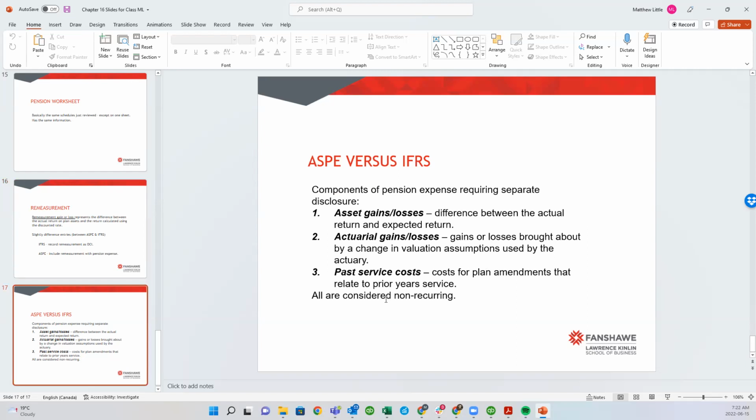And some other components of pension expense require separate disclosure: any asset gains or losses, so any difference between the actual return and expected return, which we just talked about. Any actuarial gains or losses, past service costs. Any of these components that you may incur, you'd be required to disclose in the notes to your audited financial statements. And all of them are considered non-recurring.